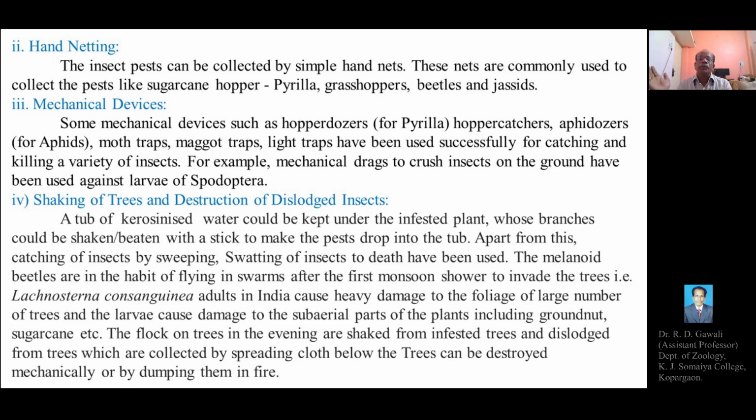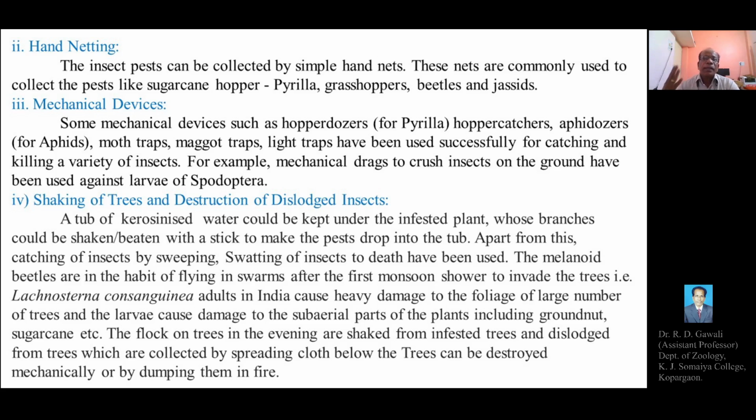For this purpose, we can take a large tub with kerosene or kerosenized water that could be kept under the infested plant or tree, whose branches could be simply shaken or beaten with a stick to make the pest drop into the tub. So this is quite a simple technique, the use of a tub containing kerosenized water or insecticidal water, kept under the infested tree, after which the branches or the entire tree can be shaken or beaten with a stick, and ultimately the insect pests are dislodged and fall or drop into the tub.